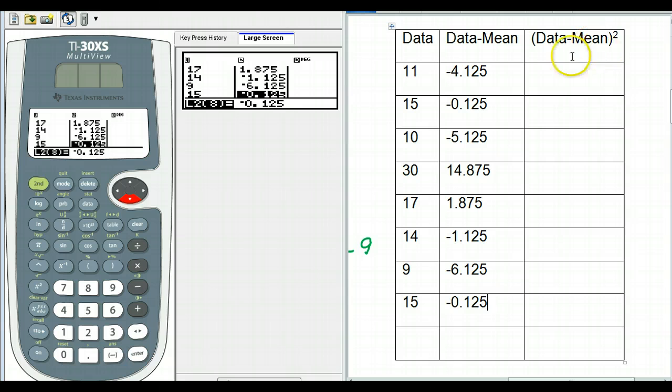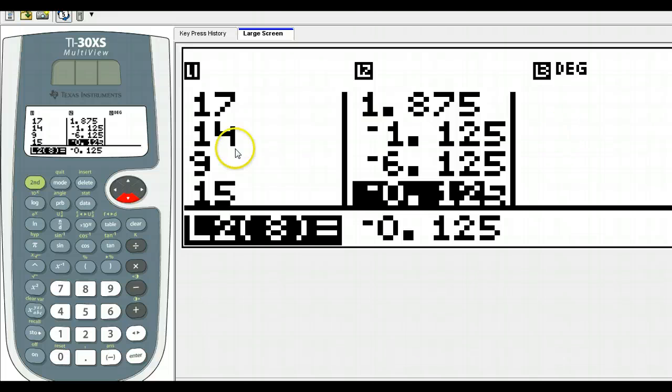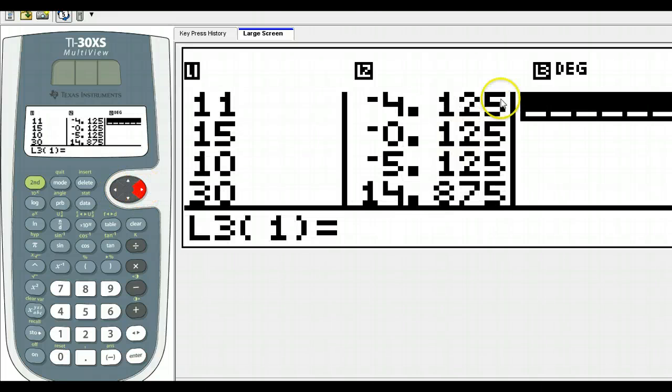The third column is the one where we're supposed to take this middle column, all of these differences, and square them and write them here. The calculator will do that for us as well. So let's move over to list 3. Again, we're going to need a new formula, a formula for list 3. It's all about the data button. When in doubt, hit the data button.